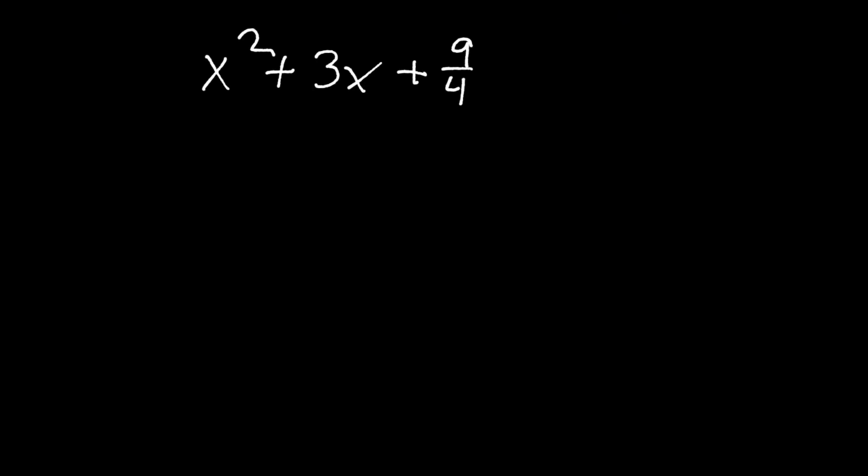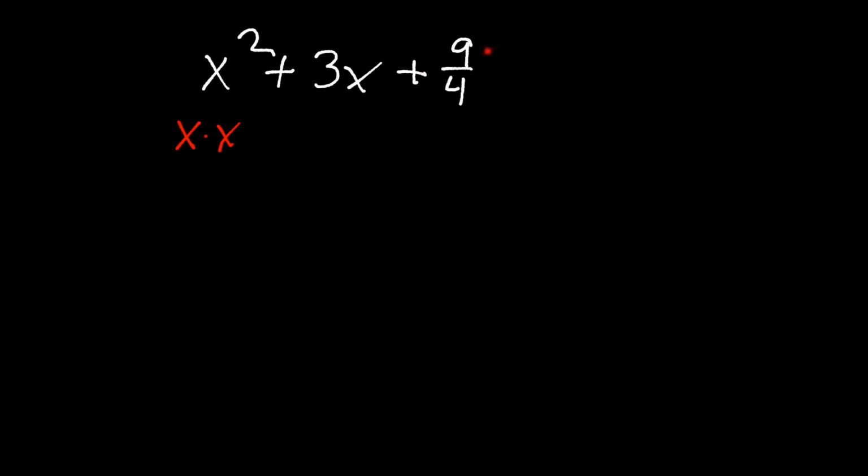Alright, here's our final example. X squared plus 3x plus 9/4. And you could put it as 2.25, but for the sake of simplicity, we're going to keep it as a fraction, 9/4. Do we have a perfect square here? Yes, x squared is a perfect square. X times x.